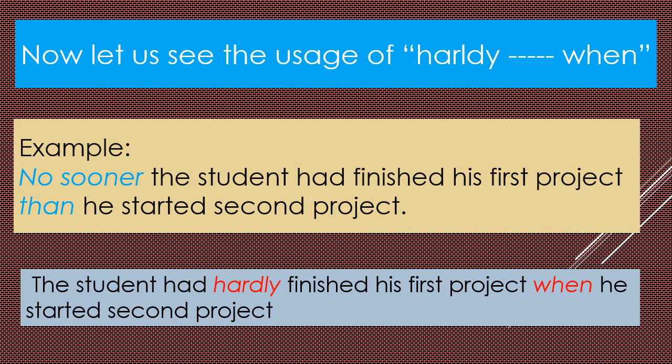That is right one. But only no sooner is used in the beginning of the sentence. But when you want to use hardly, it should not be used at the beginning of the sentence. It should be used after the auxiliary verb had. Have you got clear, children?